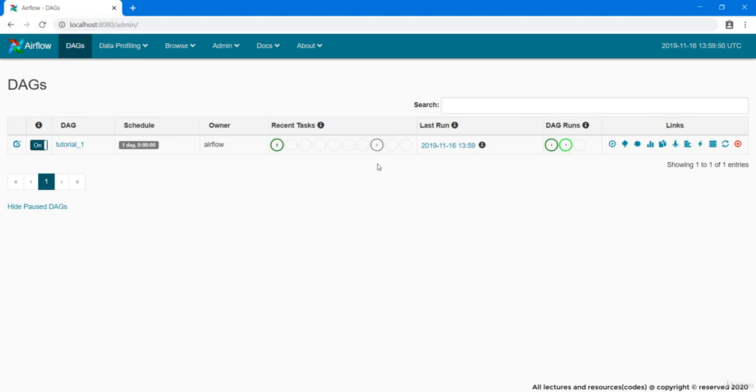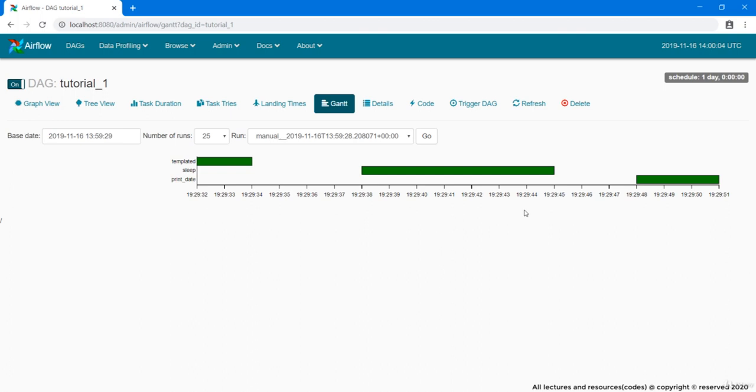Only one task is pending. Yep, it succeeded. Going to the Gantt chart, you can see each task has run sequentially, as if they were run using sequential executor. This all happened because DAG concurrency was set to 1. Excellent. So that's it for local executor, and I will see you in the next lecture.